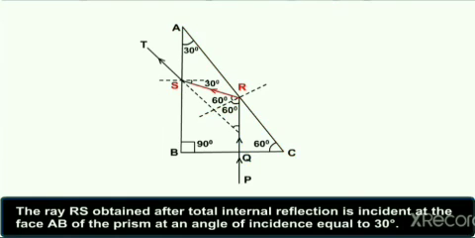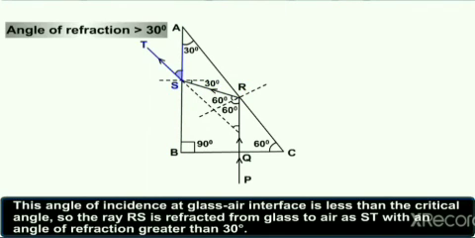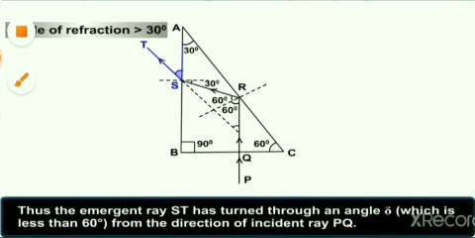The ray RS obtained after total internal reflection is incident at the face AB of the prism at an angle of incidence equal to 30 degrees. This angle of incidence at the glass-air interface is less than the critical angle, so the ray RS is refracted from glass to air as ST with an angle of refraction greater than 30 degrees.